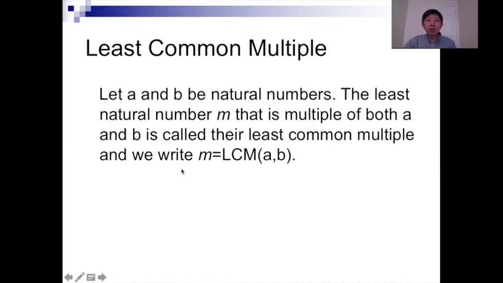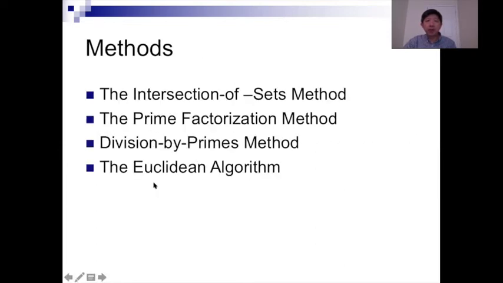So how many different ways can we find the LCM? Again, we have 4 different ways to find the LCM. We have the intersection of sets method. We have the prime factorization method. We have the division by primes method. And then we have the Euclidean algorithm, okay? So we have 4 different ways to find the LCM.